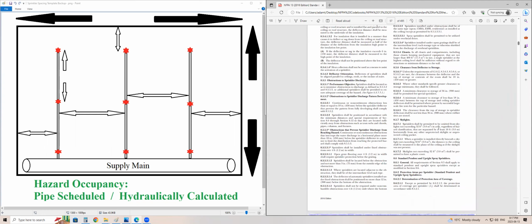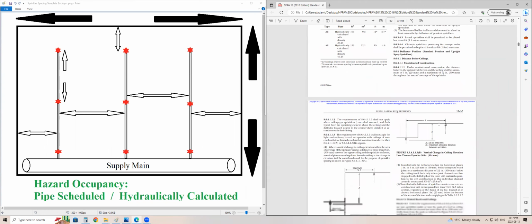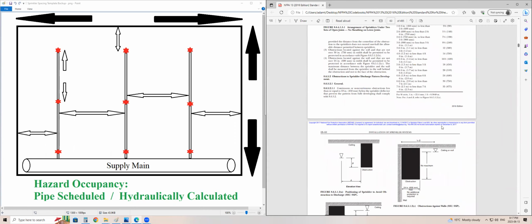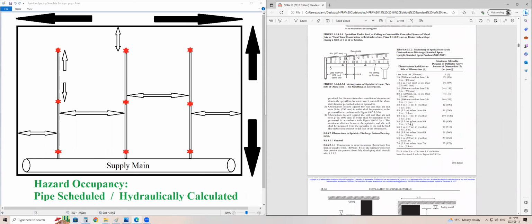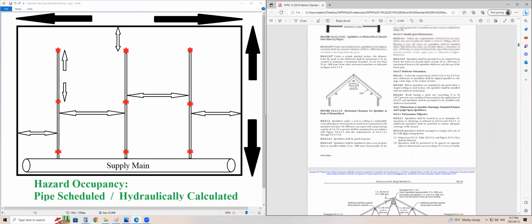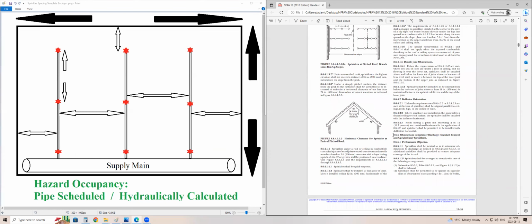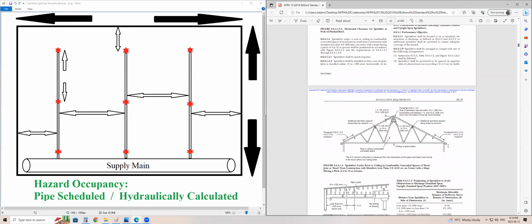Let's scroll down here, just to show you what I mean by the different sections. I'm somewhere here because we're looking at obstructions. I am so sorry. Oh, right here. Okay, so 8.6.5, obstructions to sprinkler discharge, standard pendant and upright spray sprinklers. Now there's going to be another code that's obstructions to sprinkler discharge, but in brackets, it's now going to say standard sidewall, horizontal sidewall and vertical sidewalls. And then there'll be one for extended coverage sidewall and extended coverage upright and pendants.